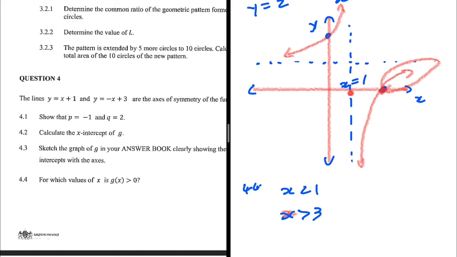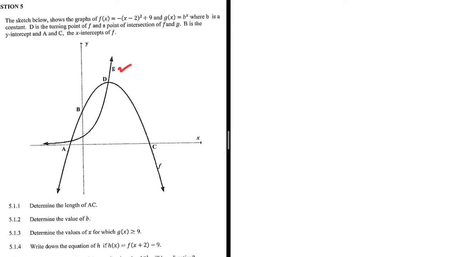So there we go. We have two functions, g of x and f of x. A and C are the x-intercepts of f, where B is the y-intercept and D is the turning point. The two functions, g of x and f of x, touch each other at the point D, which is the turning point of f. And then the first question, 5.1.1, determine the length AC. Like we've already said, A and C are the x-intercepts of f of x. So before we can even get to calculating the length of AC, let's determine the x-coordinates at A and C.